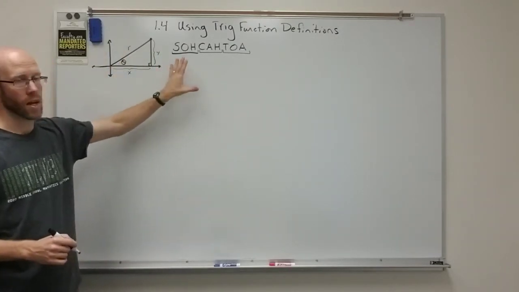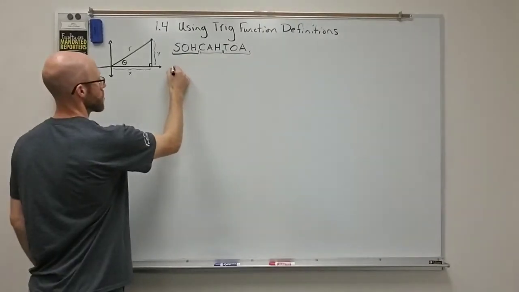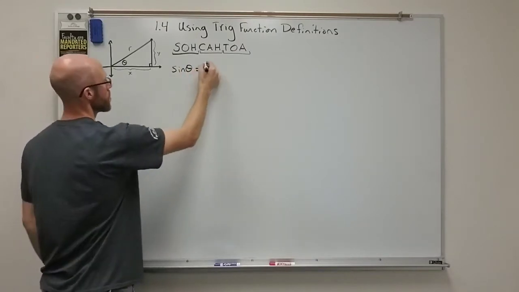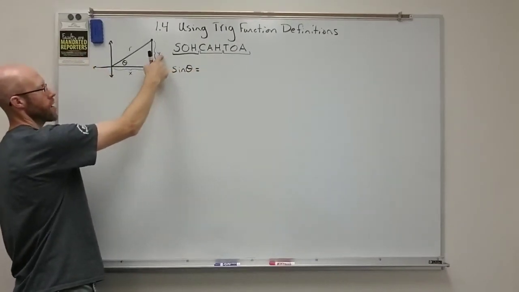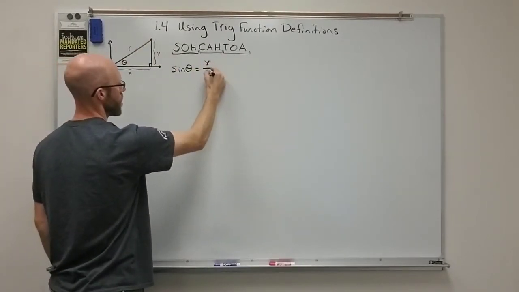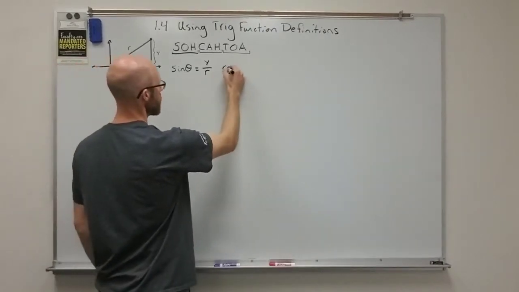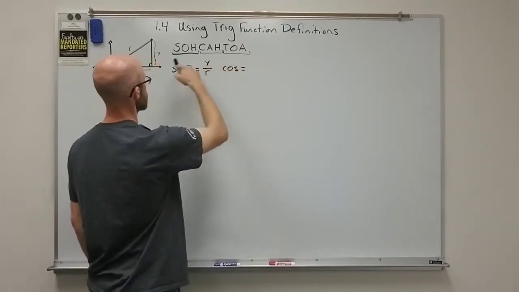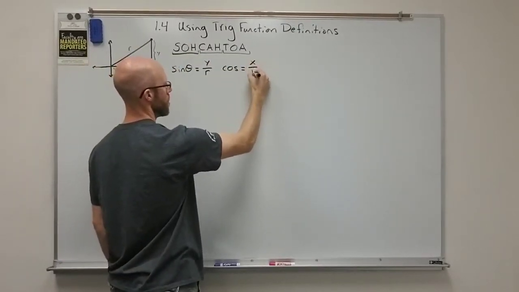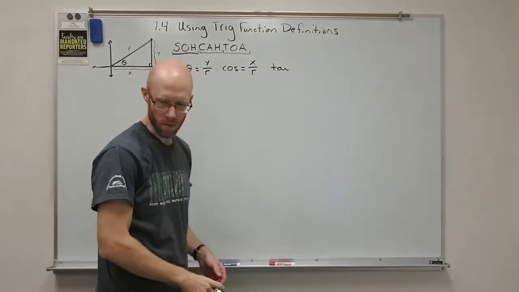And so when I set up my three fractions, I'm going to start with the sine of theta is the opposite, which is y, over the hypotenuse, which is r. So y over r, okay? And then the cosine is adjacent over hypotenuse, so that's x over r. The tangent, oh, I'm missing something.